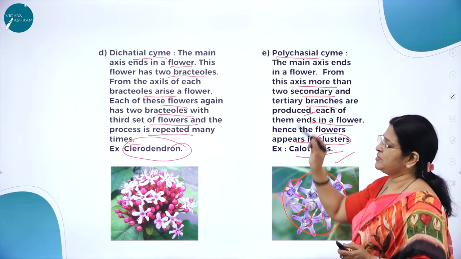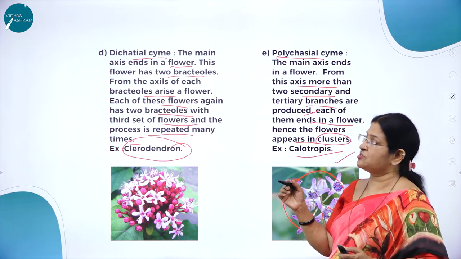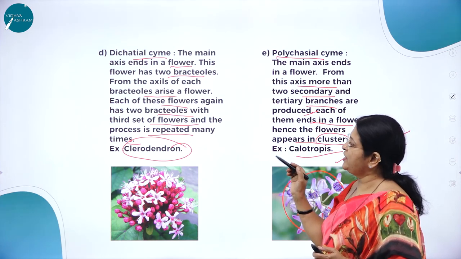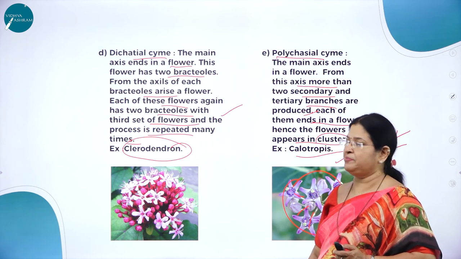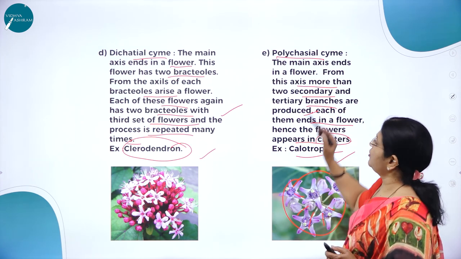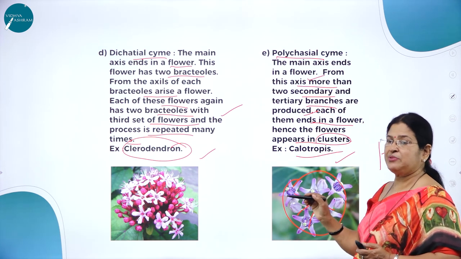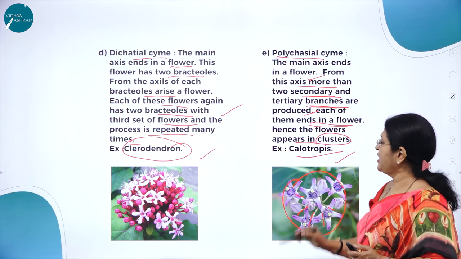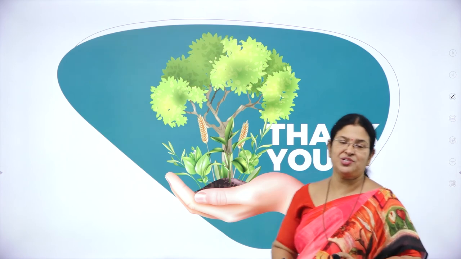So what is dichasial cyme? The main axis ends in a flower. This flower has two bracteoles. What are they? Leafy-like structures, called bracteoles. Then from the axils of each bracteole arises a flower. Each of these flowers again has two bracteoles with a third set of flowers, and the process is repeated many times. Example, clerodendron. Polychasial cyme: the main axis ends in a flower. From this axis, more than two secondary and tertiary branches are produced. Each of them ends in a flower. Hence, the flowers appear in clusters. Example, Calotropis. Hope you have understood all the concepts of this beautiful session called inflorescence.